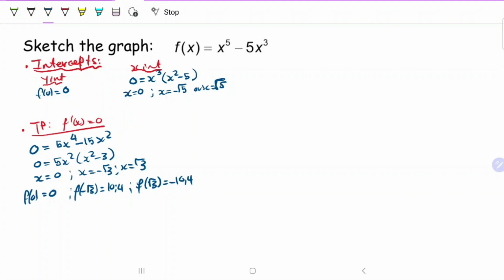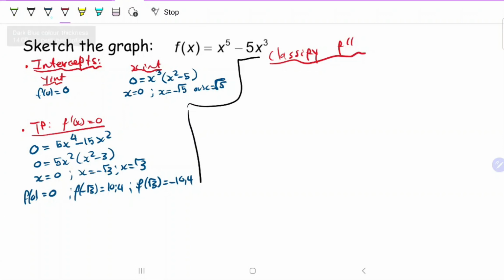Okay, the second thing we want to do, which I'll save some space for on the side, is to start classifying these turning points. When classifying, we need the second derivative. So we'll get the second derivative, which gives us 20x to the 3 minus 30x. So that's what that is. And then from here, I'll start classifying these turning points.